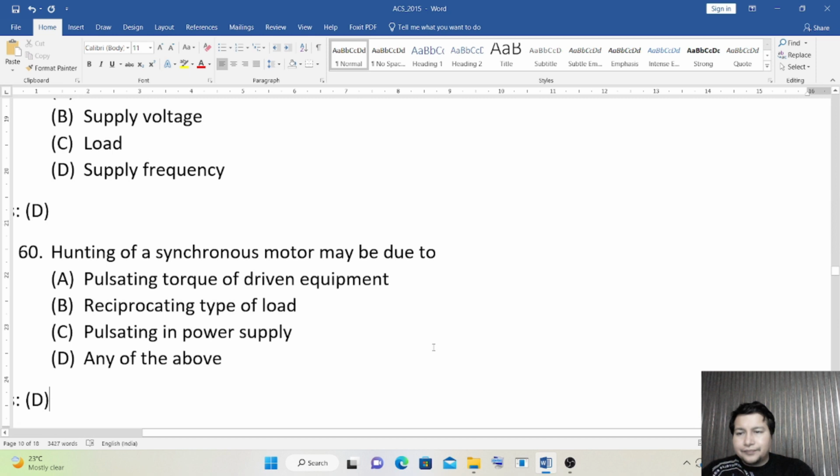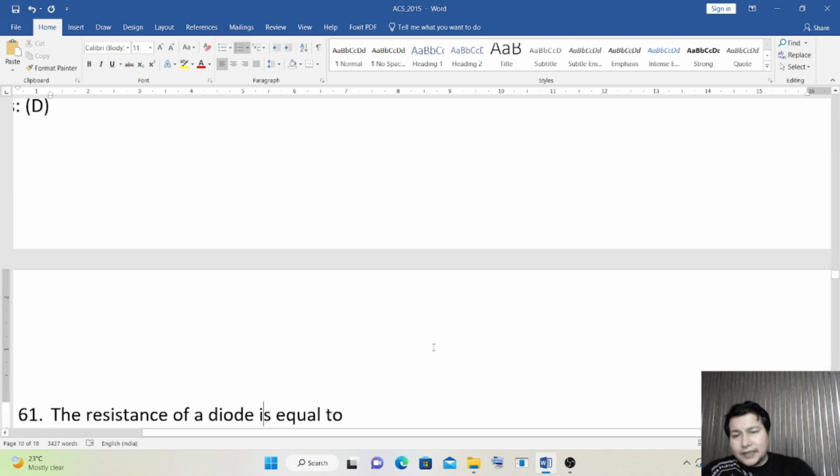60 number question. Hunting of a synchronous motor may be due to pulsating torque of driven equipment, reciprocating type of load, pulsating in power supply, any of the above. So any of the above to correct answer.